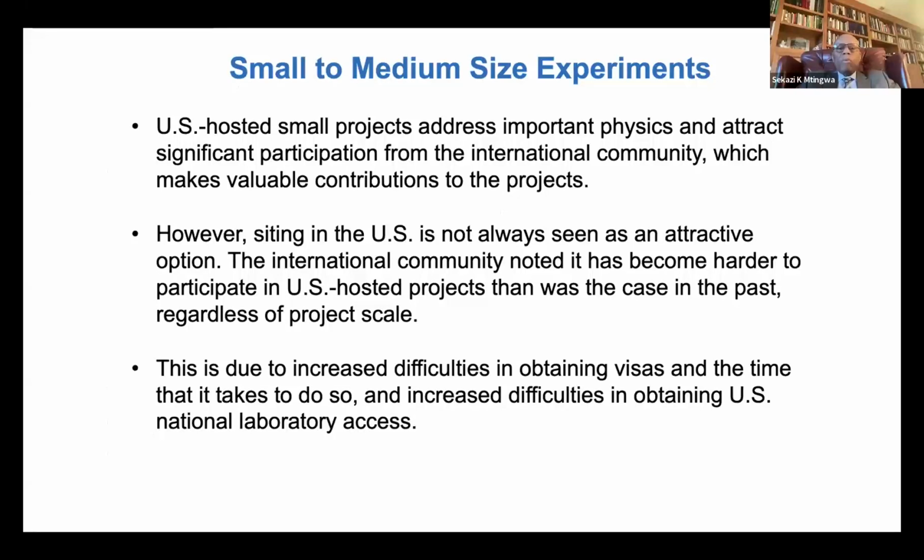But even for the smaller ones that are maybe $1 to $10 million to construct, US-hosted small projects address important physics and attract significant participation from the international community, which makes valuable contributions to the projects. However, siting in the US is not always seen as an attractive option. The international community noted that it has become harder to participate in US-hosted projects than it was in the past, regardless of the scale of the project.